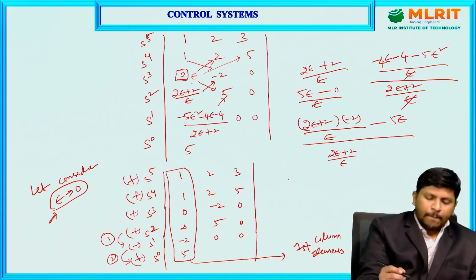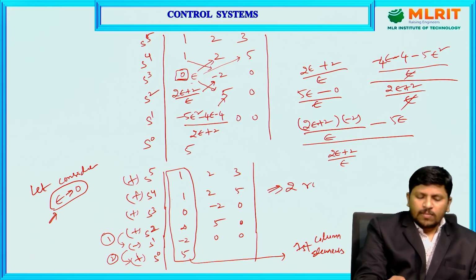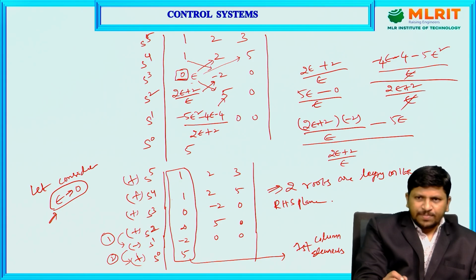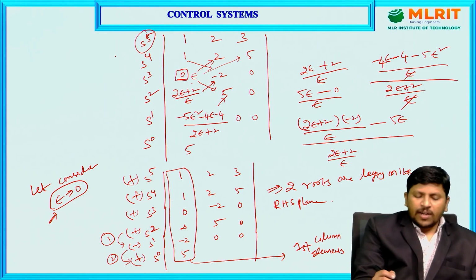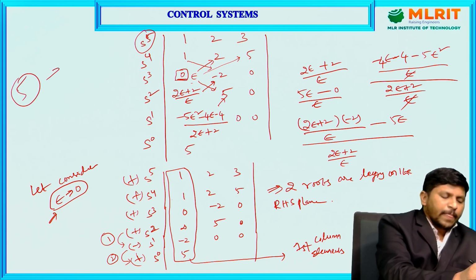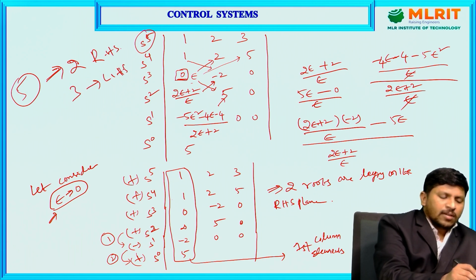So two roots are lying on the right half of the S plane. Total how many roots? The maximum power is 5, so 5 roots. Out of 5 roots, 2 roots are in the right half of the S plane. Remaining 3 roots are in the left half of the S plane.